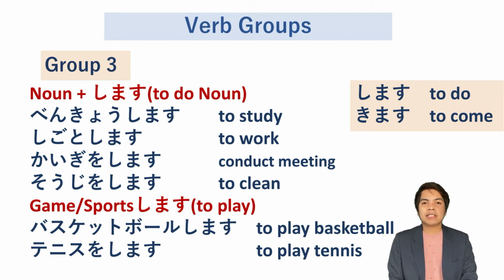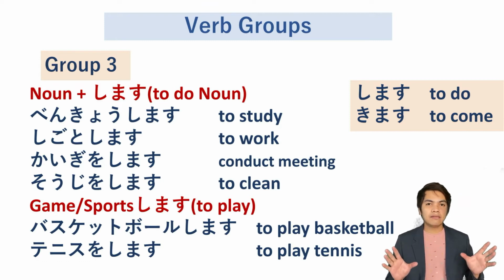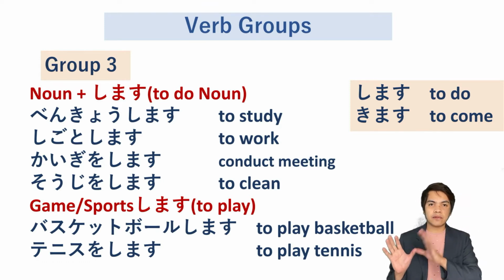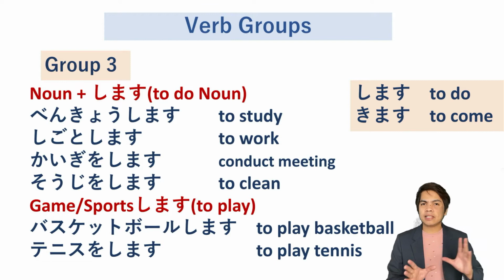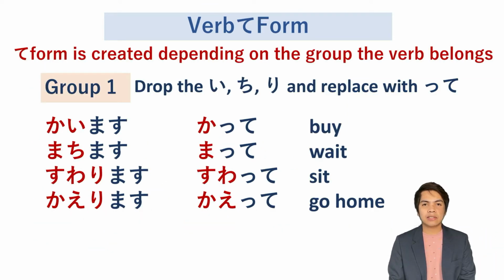The verbs in the Japanese language can be conjugated, or transformed into different forms. Then adding various phrases to the conjugated form of that verb creates sentences with various meanings. So now, let's learn how to conjugate verbs, or transform verbs into their te form. So first, let's start with the group 1 verbs. The te form of the verbs depends on which group the verb belongs to.